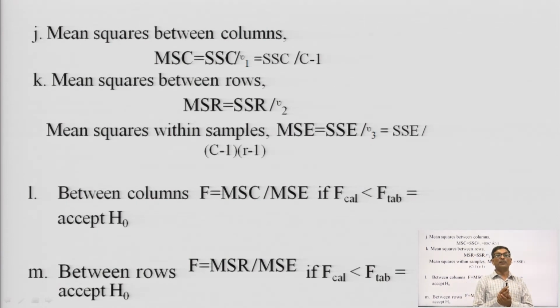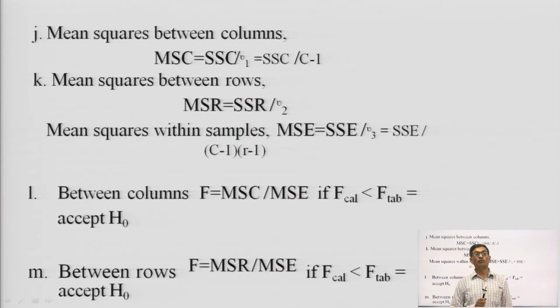Then we find the mean sum of squares. Between the columns, we divide the sum of squares between samples by the degrees of freedom V1. The mean sum of squares between rows equals the sum of squares between rows divided by V2. The mean sum of squares within the sample, also called the residual, equals the residual sum of squares in samples divided by V3.